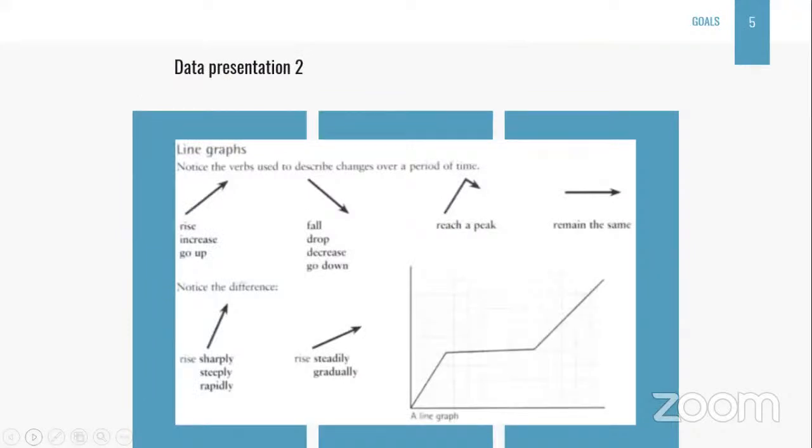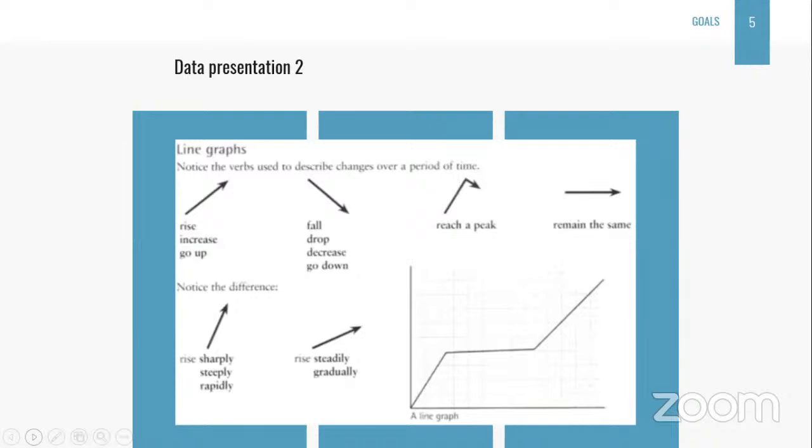Okay. Mateo, can you read this part, please? Okay. Data presentation 2. Line graphs. Notice the verbs used to describe changes over a period of time. Rise, increase, or go up. Fall, drop, decrease, or go down. Reach a peak, remain the same. Notice the difference. Rise sharply, or rise steeply, or rise rapidly. And then rise steadily or rise gradually.